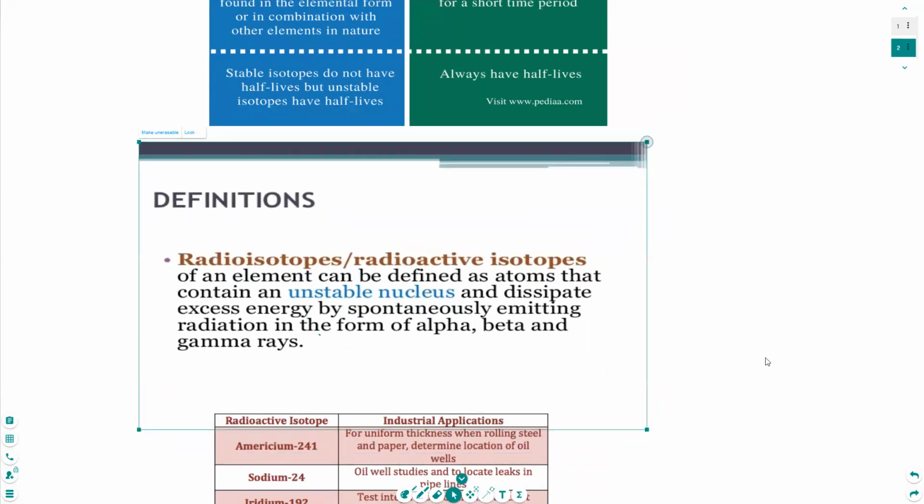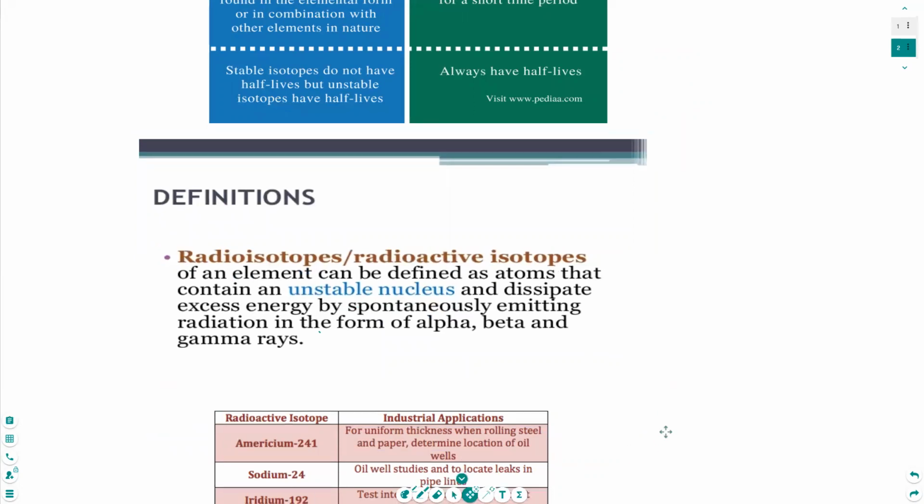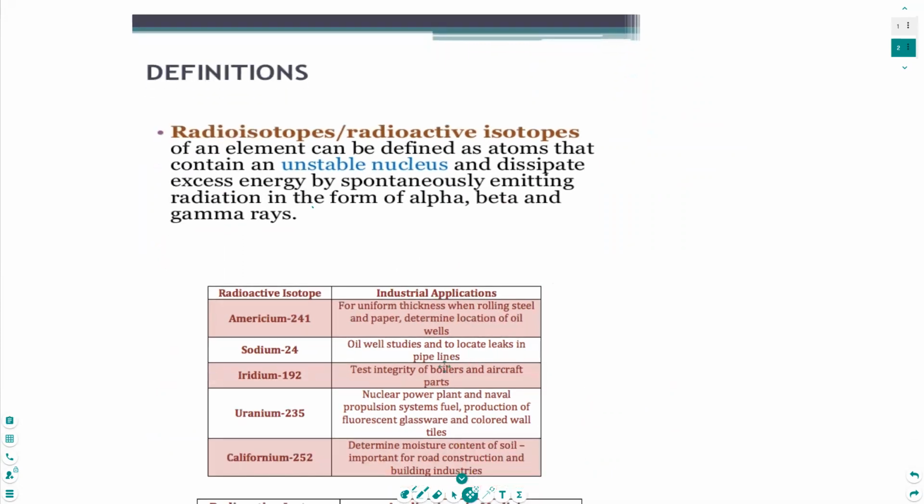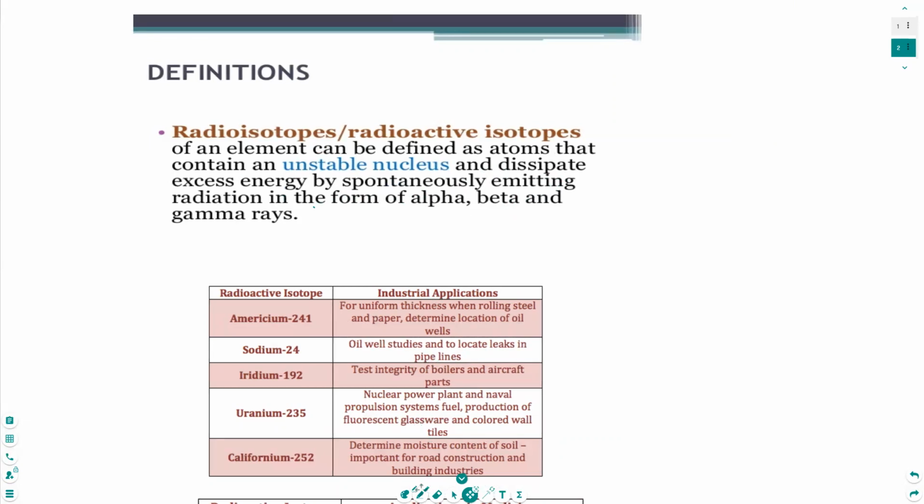All right. So the half-life of an isotope is basically how long it takes for it to decay and have its mass decrease by 50%. So that's what we mean by half-life. How long does it take for you to decrease your mass by 50%? And of course, the radioactive isotope has to emit energy. So radioisotopes or radioactive isotopes of an element can be defined as atoms that contain an unstable nucleus, and that nucleus dissipates excess energy by spontaneously emitting radiation in the form of alpha, beta, or gamma rays. All right, so those are the radioisotopes.